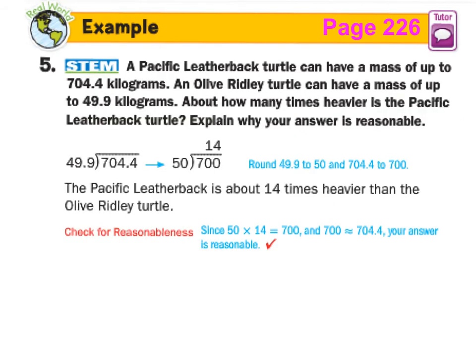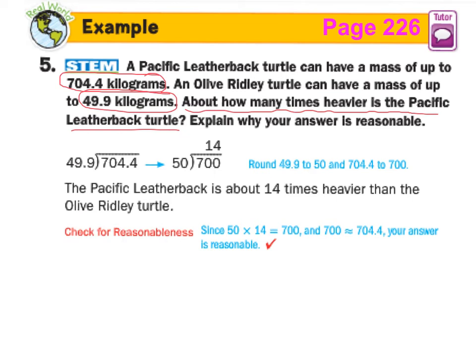All right, let's check out a story problem. A Pacific leatherback turtle can have a mass up to 704.4 kilograms. An olive ridley turtle can have a mass of up to 49.9 kilograms. About how many times heavier is the Pacific leatherback turtle? Explain why your answer is reasonable.